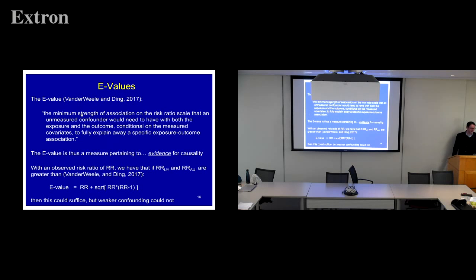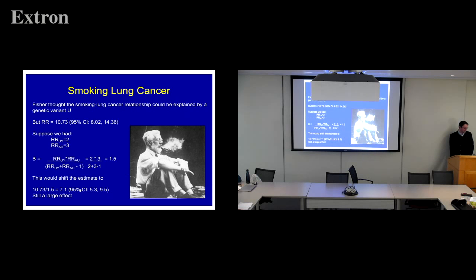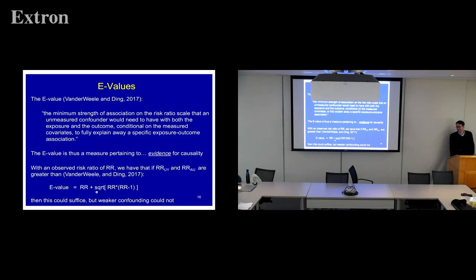The E-value is the minimum strength of association on the risk ratio scale that an unmeasured confounder would have to have with both the exposure and the outcome, conditional on the measured covariates, to fully explain away the exposure-outcome association. It's essentially just doing approach number 1, but using the results that aren't imposing any assumptions on the structure of the unmeasured confounder. The E-value is a measure pertaining to the evidence for causality. It's simply a solution to a quadratic equation, to show from the Ding bias factor results that the E-value is given by this formula here.